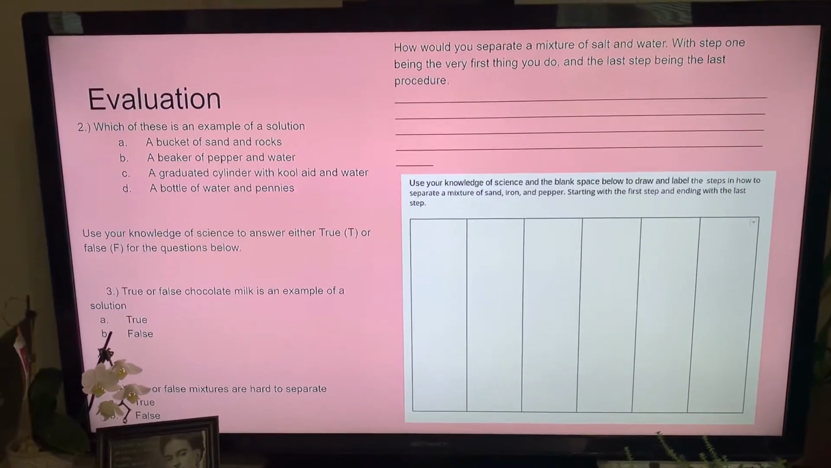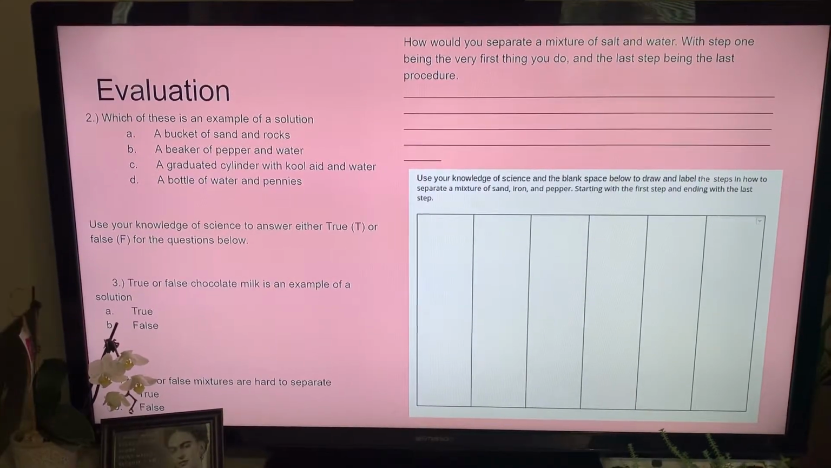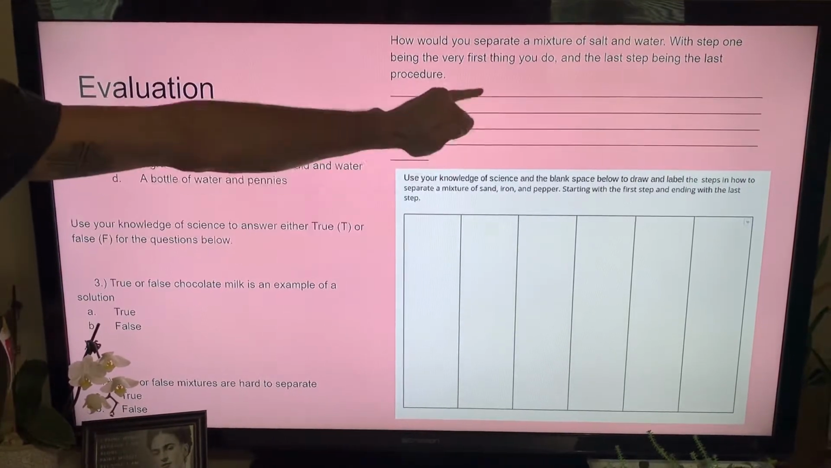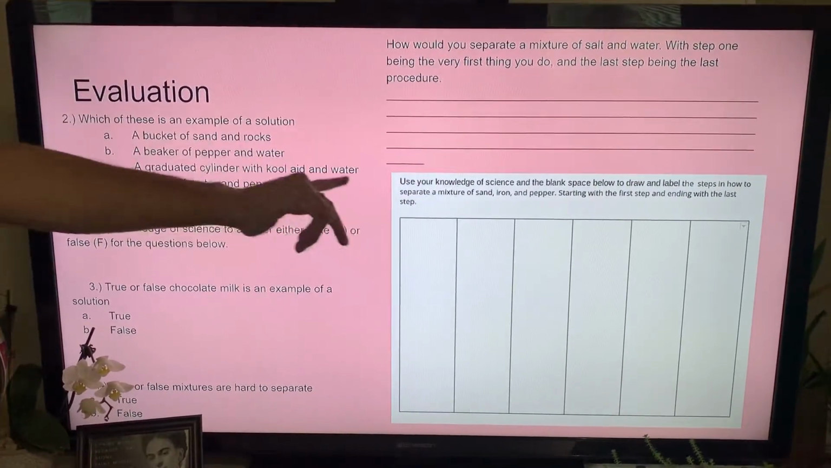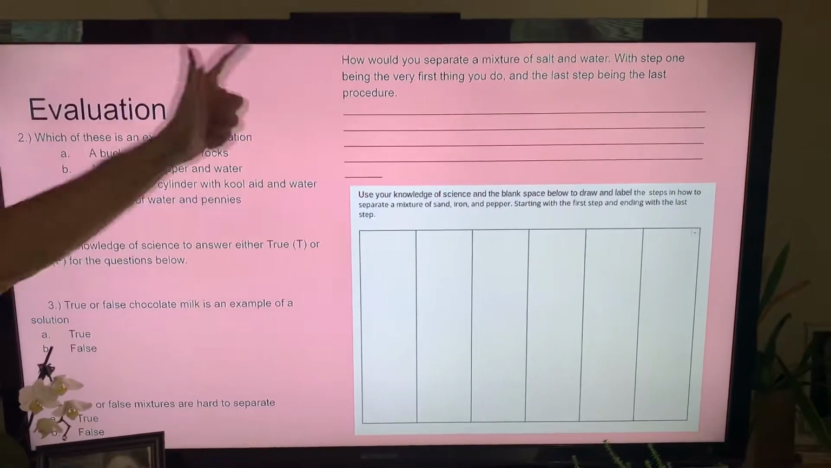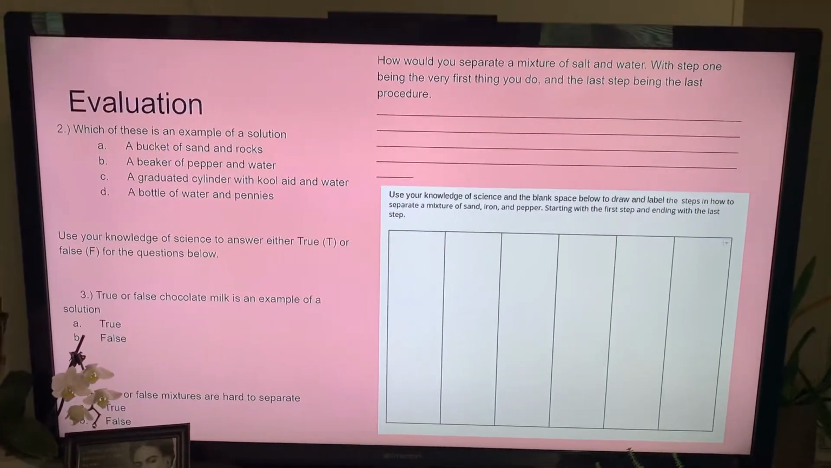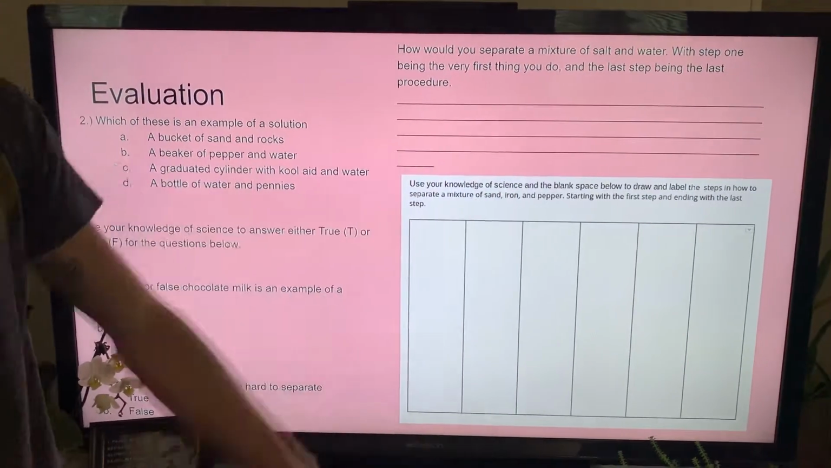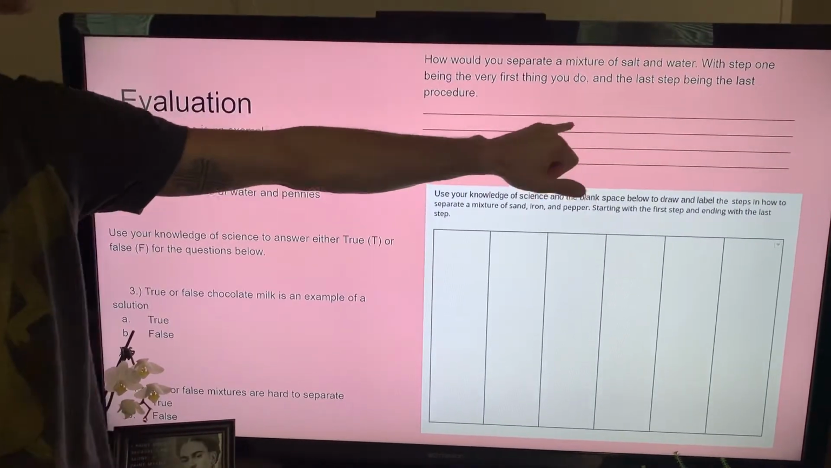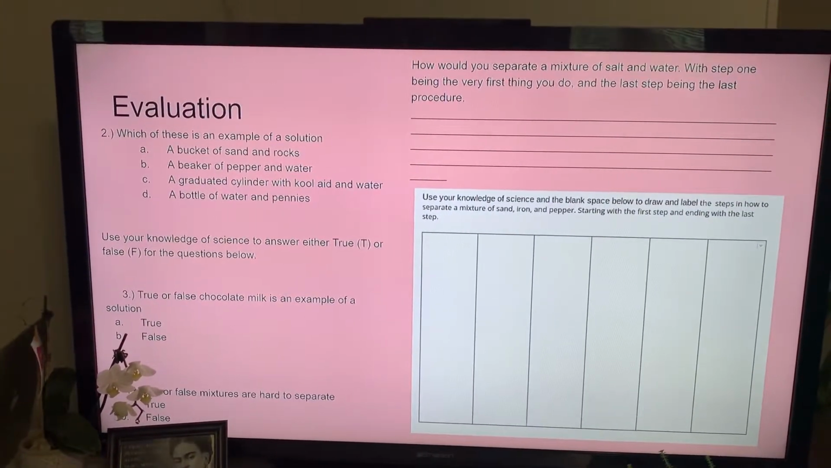For my evaluation, I had just 2 multiple choice questions, 2 true and false questions, and then I gave kids an option on what they wanted. They could write or they could draw. And they were different for each one, but they had a choice. Some of them could draw out the individual steps for separating the above mixture, sand, iron, and pepper, or they could write using how would you separate these and claim, evidence, and reasoning. For some students, they liked drawing better. For some, they liked writing better and found it easier.